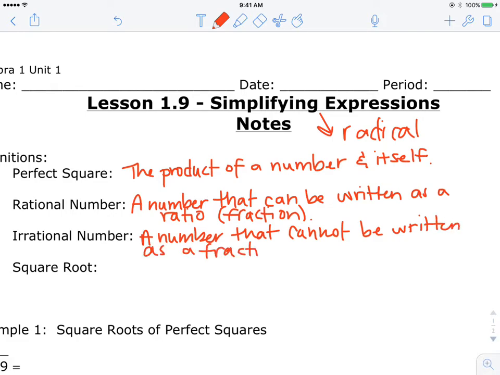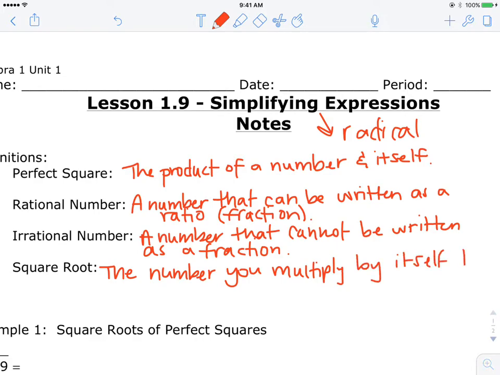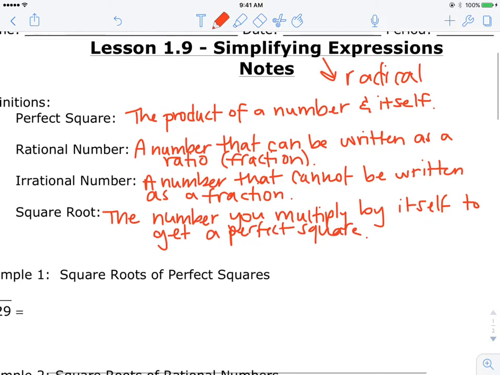Okay, and then our final definition here is a square root. What is a square root? It's the number you get, the number you multiply by itself to get a perfect square. Okay, so let's go ahead and start looking at some of these.